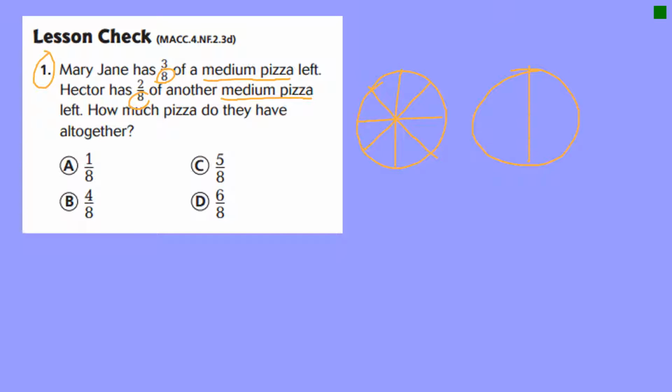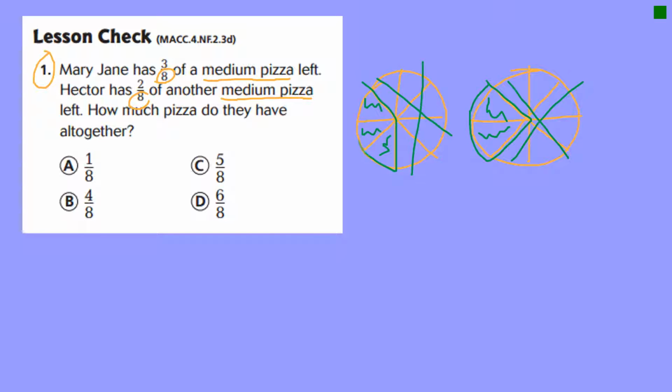So now I know these aren't perfectly the same size, but I'm doing the best I can. So Mary Jane has 1, 2, 3 pieces left. So these were all eaten, weren't they? And then Hector has 1, 2 left. These were all eaten. So how many pieces of pizza, or what fraction of pizza, do they have left altogether?